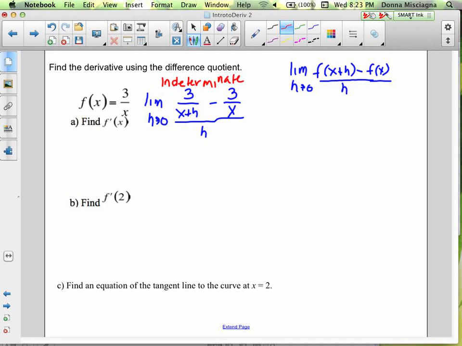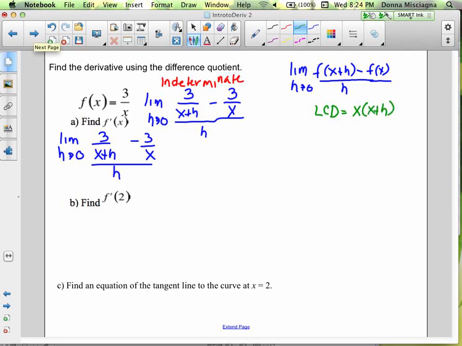And to do that, we need to combine our fractions. So I'm just going to move down here. So I have the limit as h approaches 0 of 3 divided by x plus h minus 3 over x, all divided by h. We need a common denominator. We're going to change our denominator so we have a like denominator. Our least common denominator, you've got 2 separate factors there, so it's just going to be the product of those factors: x times x plus h.